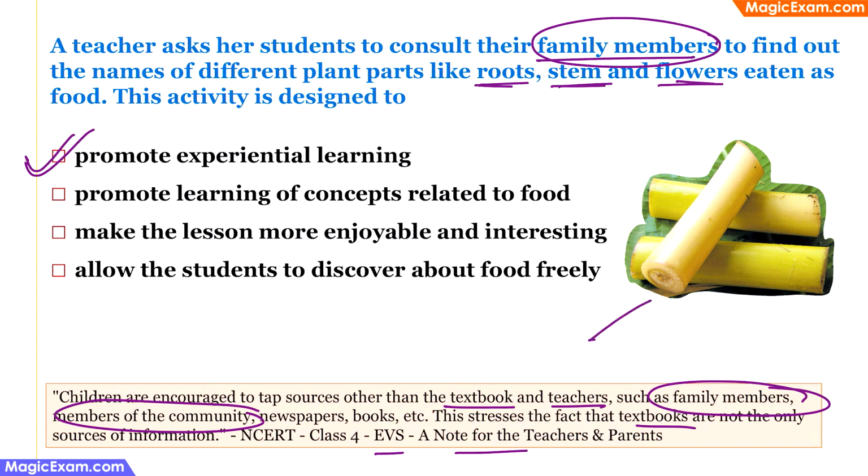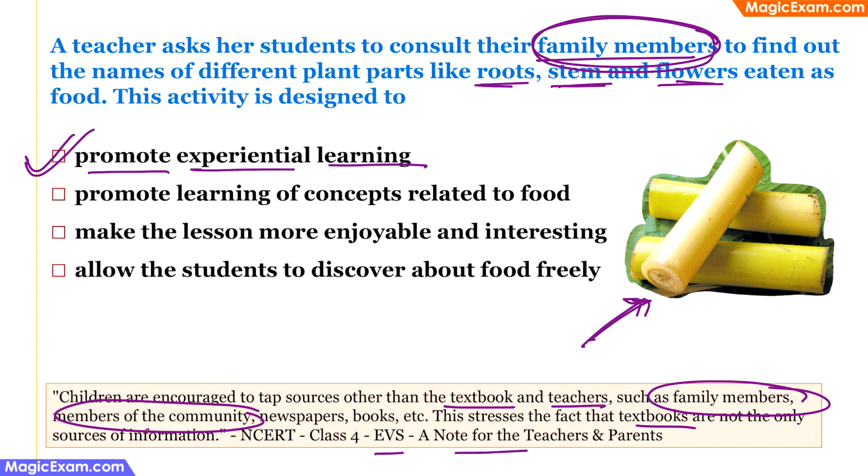For example, these are banana stems, and if the teacher says that banana stems are food items, then this might not be practical for all the students, because in some houses this is not considered to be an edible commodity, whereas in some parts of India banana stem is considered to be a delicacy and it is eaten like a vegetable. Therefore, the child, when he or she speaks to his or her family members, gets to know from his own family what are the different plant-based food items that are consumed in his or her own family. Therefore, to promote experiential learning, to promote practical learning is the objective of this exercise.